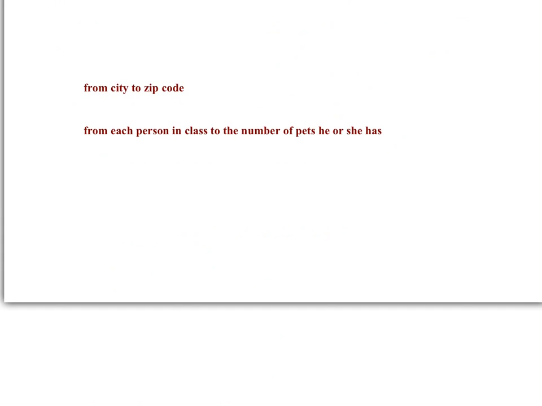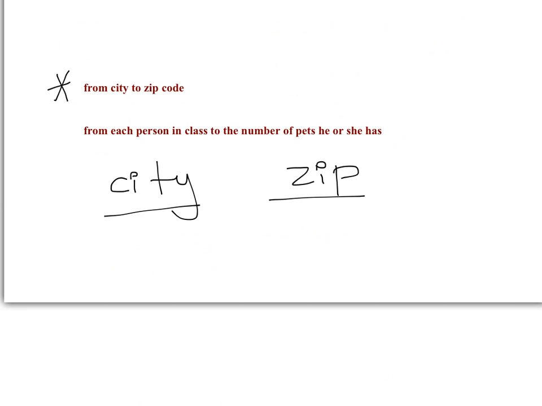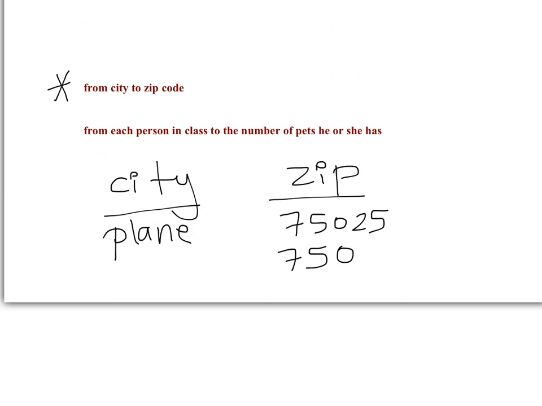The third representation is that they can give you a statement and you have to think it through, like from city to zip code. Let me think of this one first. Take a minute and think of it. Let's say I'm going to put it in table form. For example, if I think of Plano, I can have 75025, I can have 75086, and so on. So for one x, Plano, we have Plano 75025, Plano 75086, and so on.